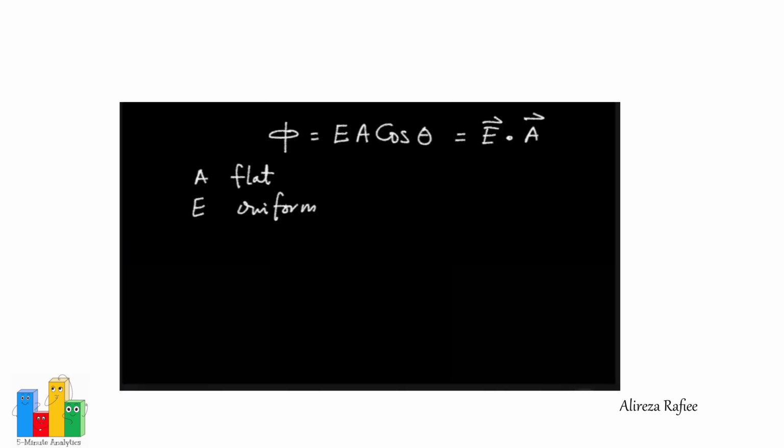What if A is not flat? What if E is not uniform? If you have a point source of charge, then the electric field is not uniform. It's diverging, and the further you are, the smaller it is. If you draw a surface around it, like this, the surface is spherical. It's a spherical shell and it's curved.